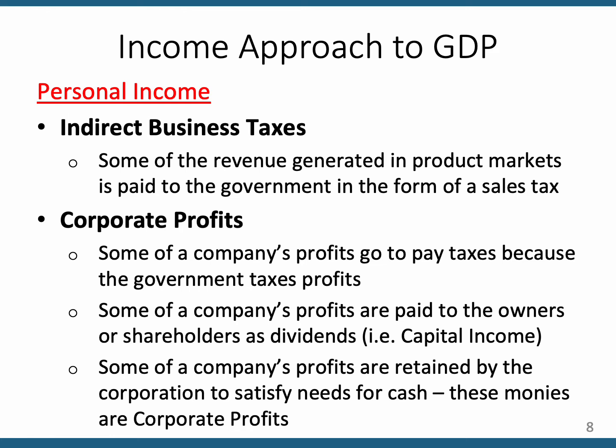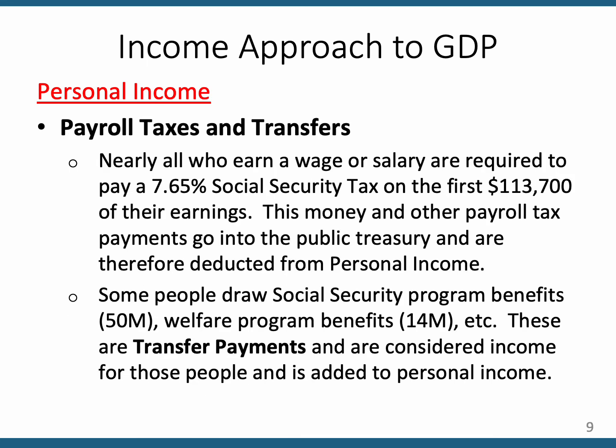So this should be subtracted from national income to get personal income, and only the capital income portion should count in personal income. And then payroll taxes and transfers. Remember, with the expenditures approach, if we found GDP using the expenditures approach and we got national income from GDP following the process we just explained, then we have to count public transfer payments because they're not counted in GDP measured the expenditure approach way, right? So this really is income for individuals, for people.